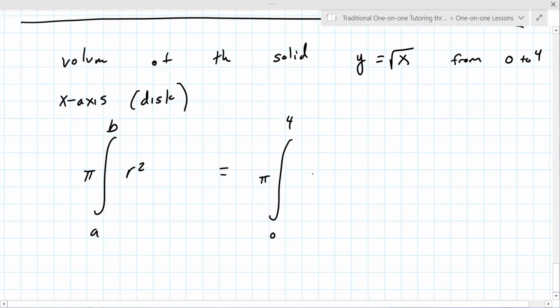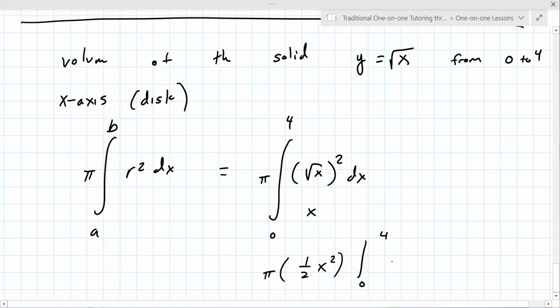0 to 4 square root of x squared. So it becomes just x. And then you find the antiderivative, 1/2 x squared, evaluated from 0 to 4, times pi. So I get 1/2 times 4 squared times pi. I get 8 pi.